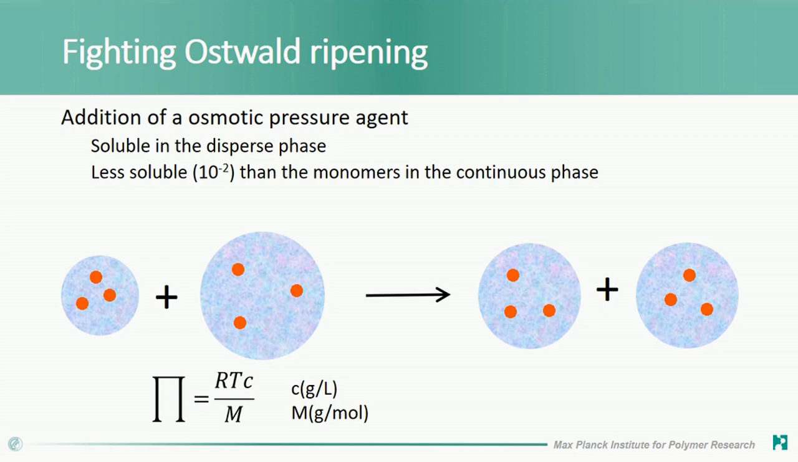But even in the best system that we could stabilize against Ostwald ripening, if I go back to my favorite example of styrene and water, by adding 2 weight% of hexadecane to styrene, we could create an osmotic pressure of about 4 or 5 bars per particle, which is much lower than the Laplace pressure that we have in the system. So still, we are not at the real thermodynamic equilibrium where the Laplace pressure is equal to the osmotic pressure. We are just better than without any osmotic pressure agent.